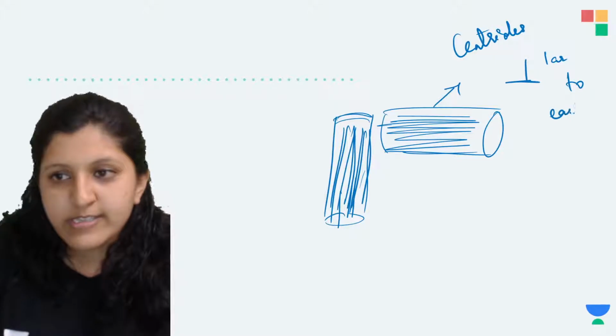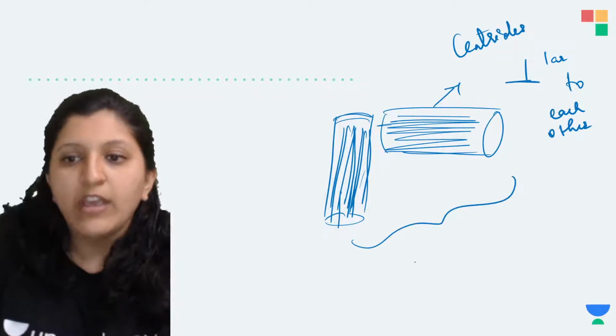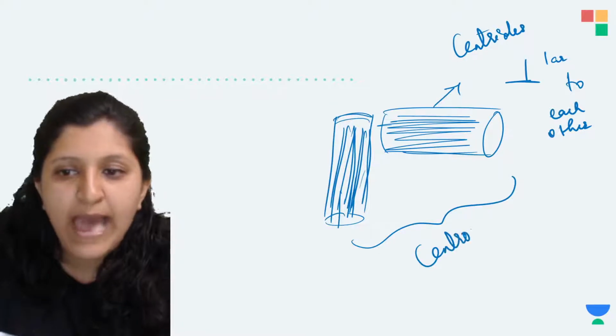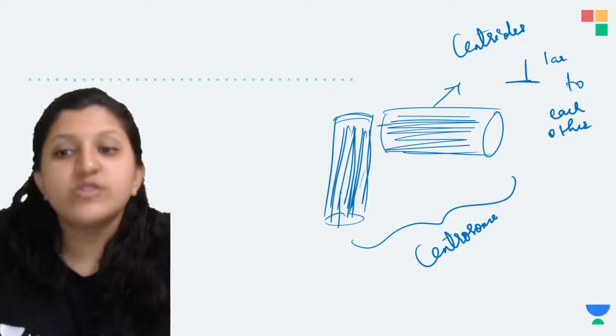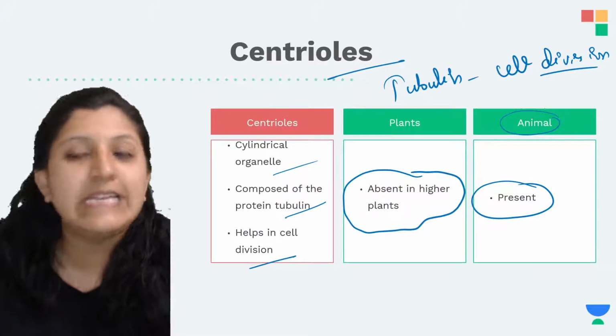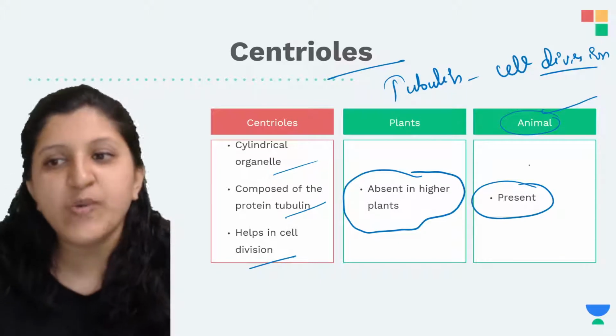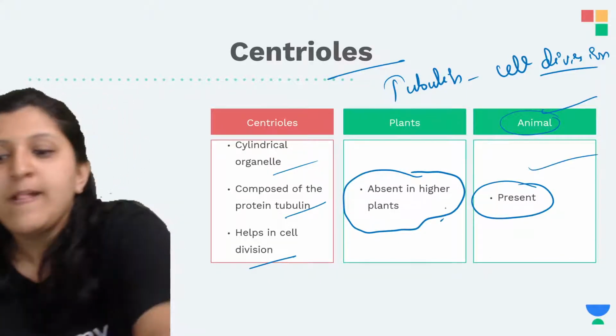This is the arrangement, and on the whole, this structure we call a centrosome. Where do you find centrosomes? You find them in animals but not in plants. That is why it is present here and absent there.